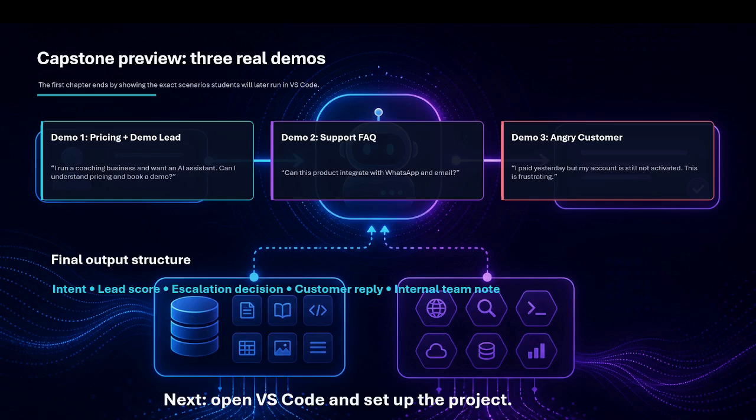Let me now preview what we are going to build in VS Code. The project will have a main agent file, a knowledge base file, RAG logic, an MCP tool server, demo messages, and a simple run command. First, we will run the agent in normal mode. Then we will enable MCP mode and show how the tools are exposed separately.